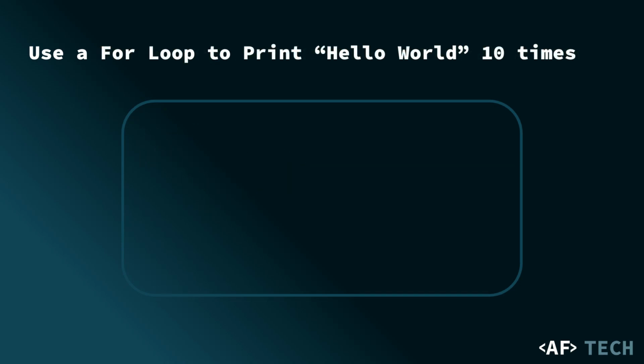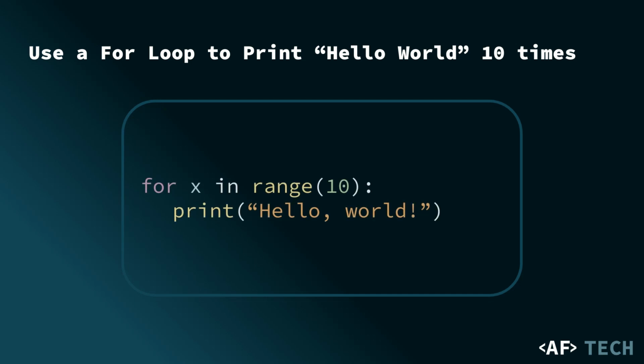Now let's use a for loop to do the exact same thing. This is much easier with a for loop. We just simply repeat it 10 times by iterating through the range, so range 10, so it'll repeat 10 times, and we'll just print hello world each time.